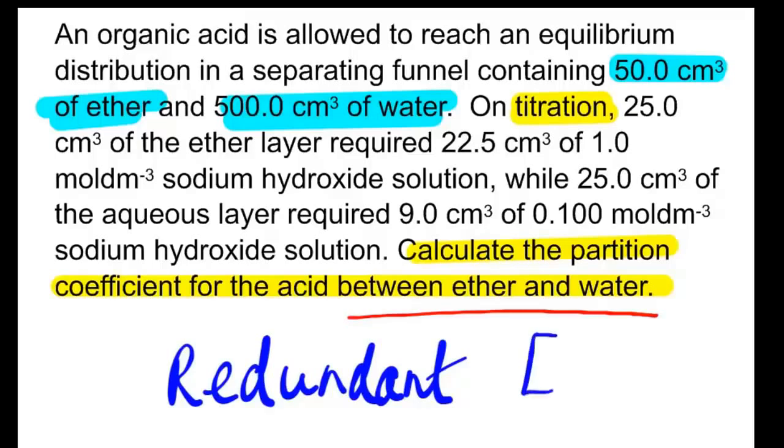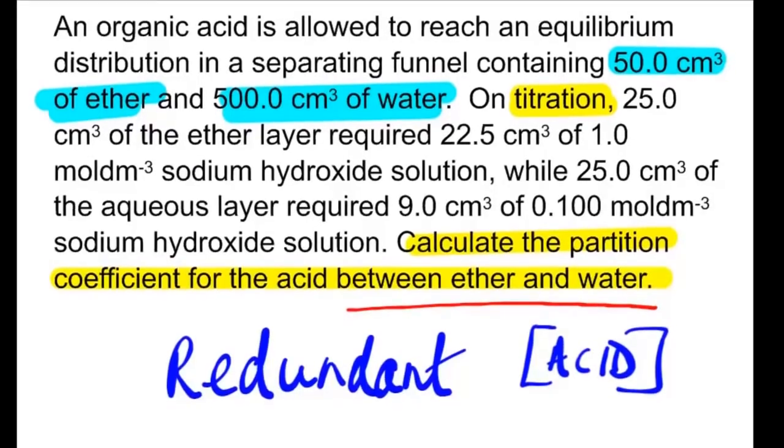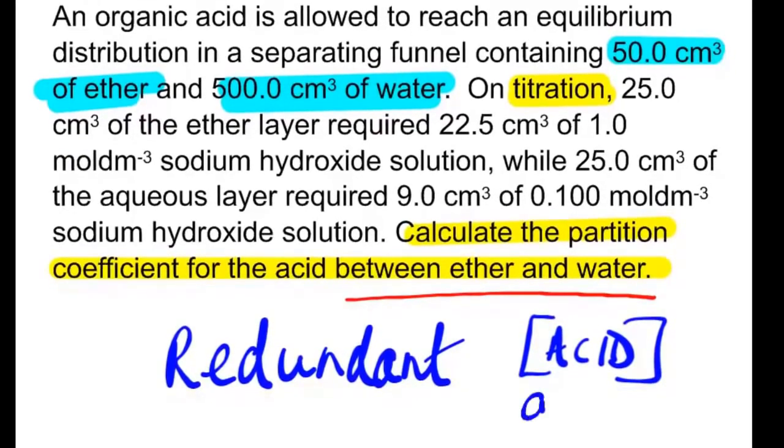You're familiar now with the formula for working out the partition coefficient, and you'll be aware that what you need then is the concentration of the solute in both immiscible liquids. In this case you're going to be able to work out the concentration of the organic acid, the solute, from the titration data. So in other words, those volumes, 50 and 500, have already been number crunched into the titration calculation, so they are redundant, they won't be used.